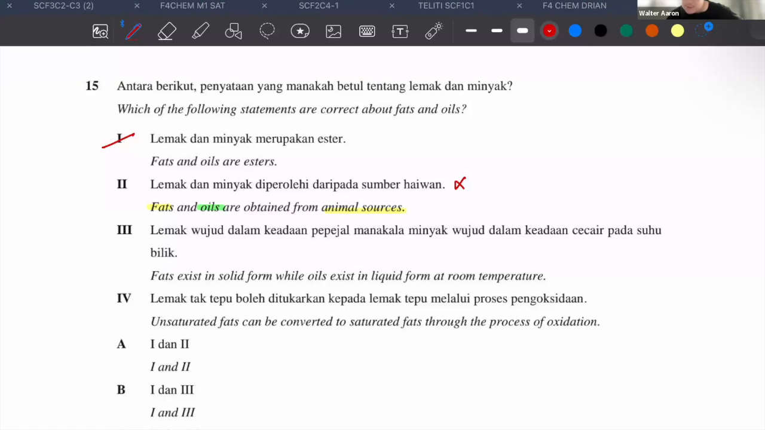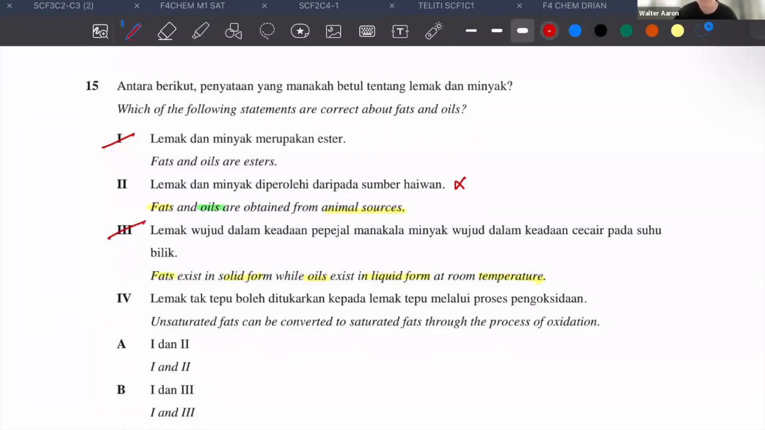Fats exist as solid while oils exist as liquid at room temperature. This is also true. Usually fats like butter are in the form of solid, or chicken skin and stuff. So solid form is correct. And olive oil, sunflower oil, coconut oil, all the oils are usually in liquid form at room temperature. So I think this is correct.